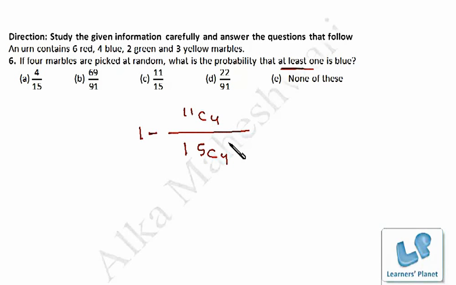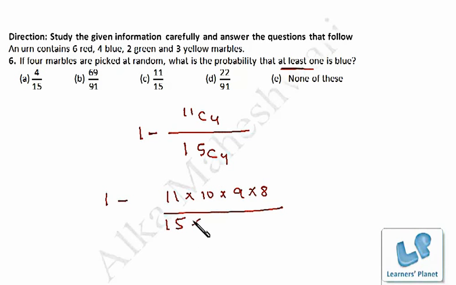This calculation will be rather easier than taking 1 blue or 2 blue or 3 blue or 4 blue and making other combinations of red, green and yellow marbles, right? That calculation will be really tedious. So just do it like this. Solve it quickly. 11C4 is 11 into 10 into 9 into 8 over 4 factorial. The 4 factorial from numerator and denominator will be cancelled. So it's 15 into 14 into 13 into 12, right? So just calculate it quickly.